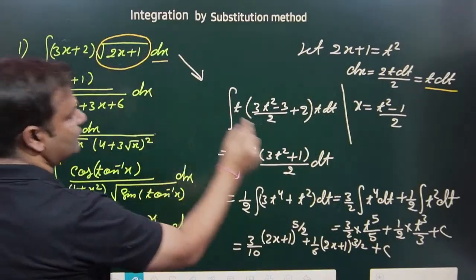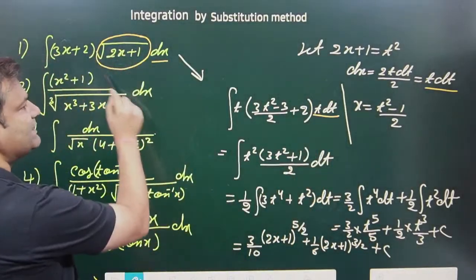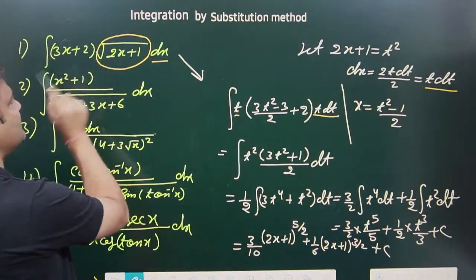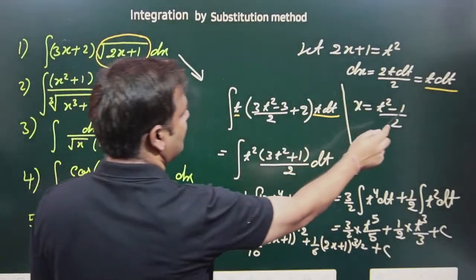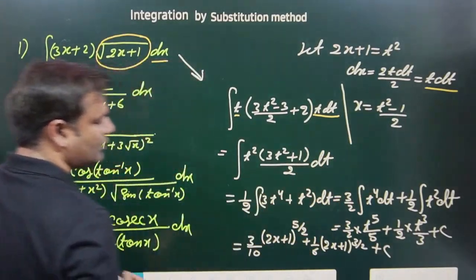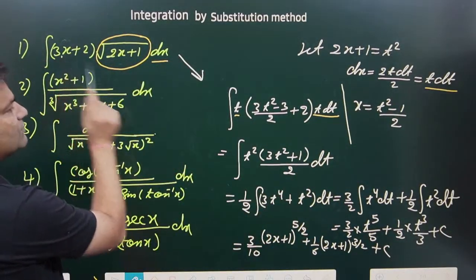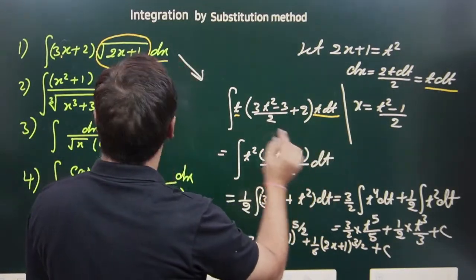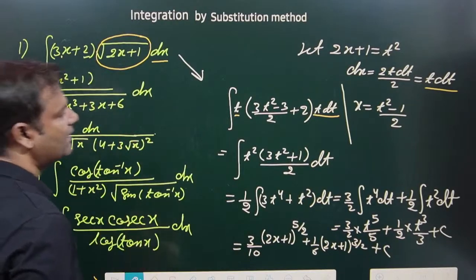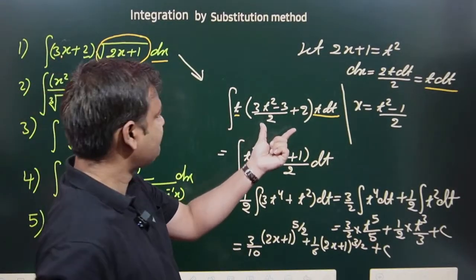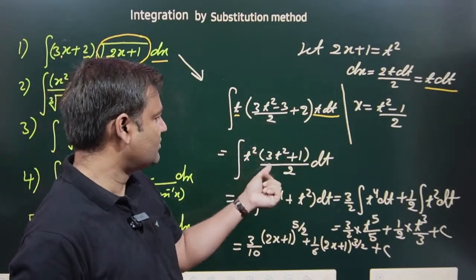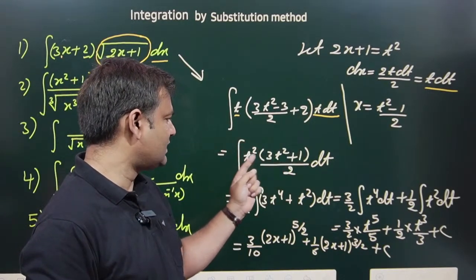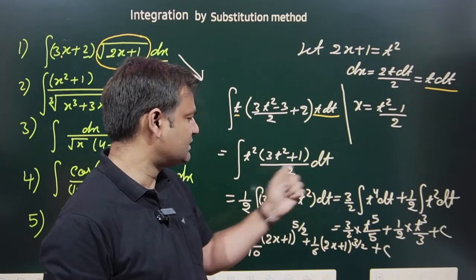And that part is replaced by simply t. And here 3 into x, x is replaced by how much? t square minus 1 upon 2. So put that value here. So 3 into (t square minus 1) divided by 2 and plus 2. After that, look very carefully, take LCM, then we get (3t square plus 1) upon 2, t into t, that is t square, so t square into (3t square plus 1) divided by 2 dt.